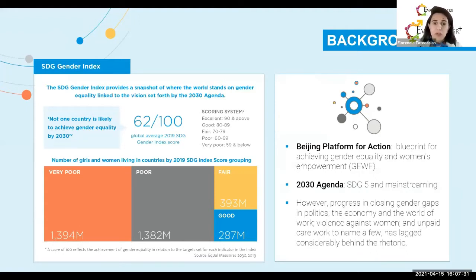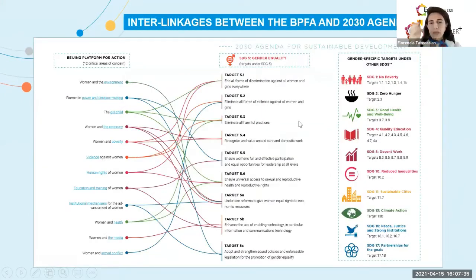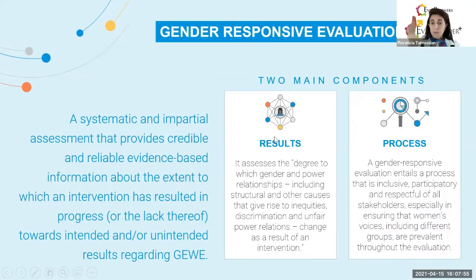At the same time, the background for all this work is really these interlinkages between the Beijing Platform for Action, which is the blueprint for us in UN Women, for EvalGender Plus, and for, I think, the feminist and gender equality community, and the critical areas of concern there, and how they link with SDG 5 on gender equality. And in this graph, you can see how these two areas link to each other. And all this, again, is the background of this presentation today.